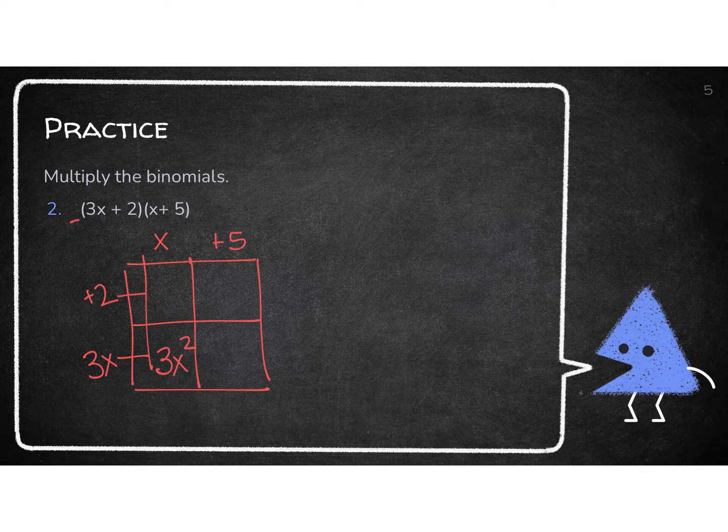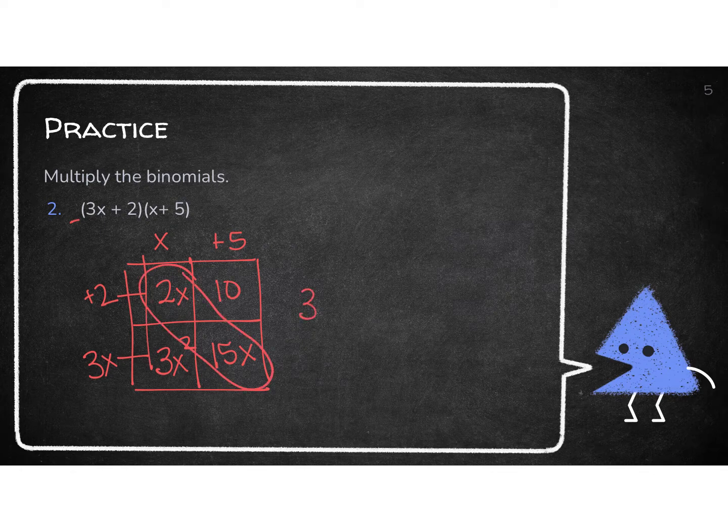Then I'm going to do 2 times x. It's going to give me 2x. Now I'm going to do 3x times 5. It's going to be 15x. And 2 times 5, which is then going to give me 10. So I'm going to see that these two things are alike.